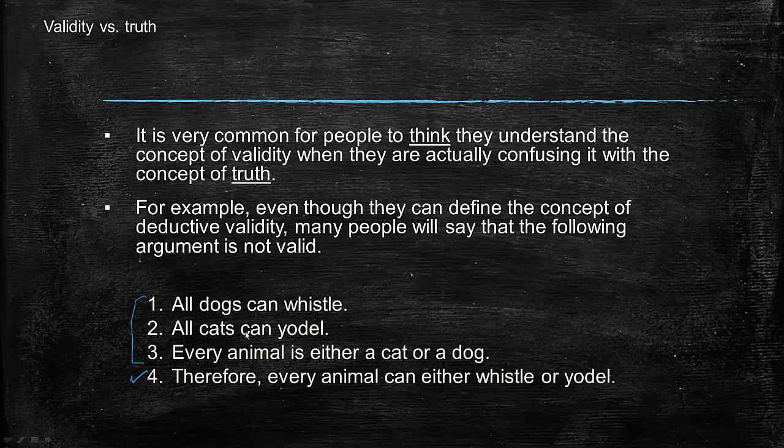All dogs can whistle is not true. All cats can yodel is not true. Every animal is either a cat or a dog is certainly not true. But if these are all true, then this has to be true. Okay? If all dogs can whistle and all cats can yodel, and every animal is either a cat or a dog, then every animal will either be able to whistle or yodel. This will follow necessarily from these premises. So there is nothing here that's true, not remotely true, but this is a completely valid argument.